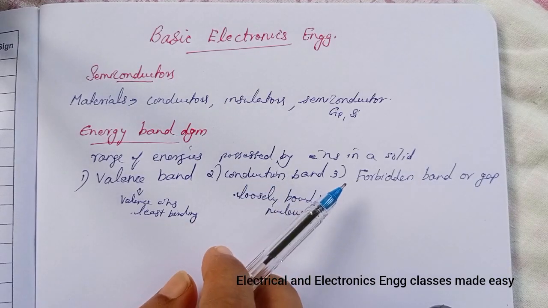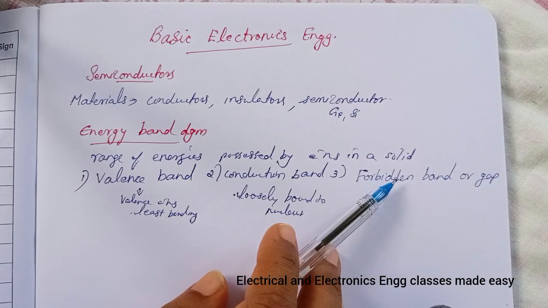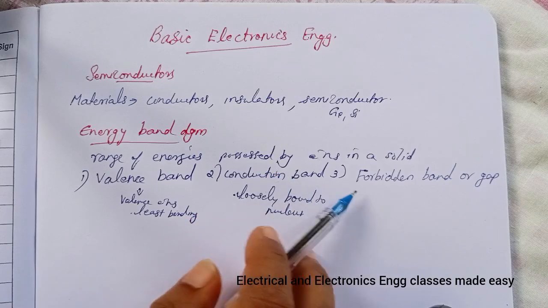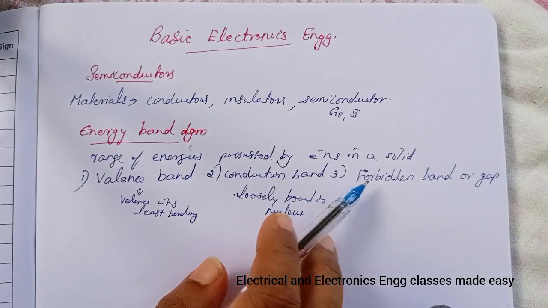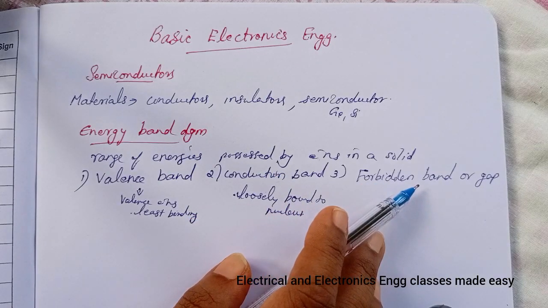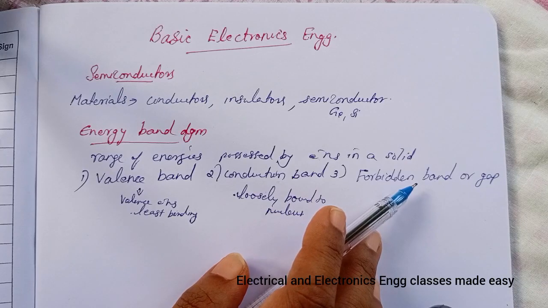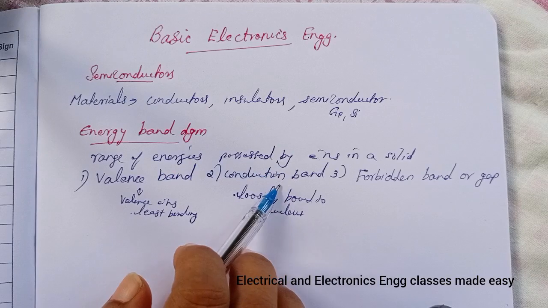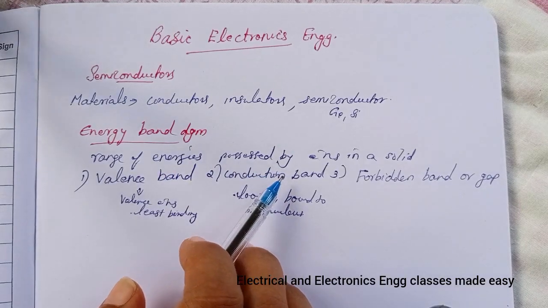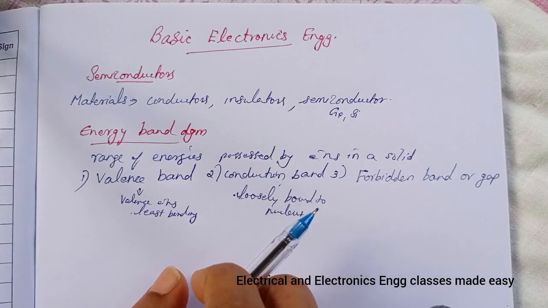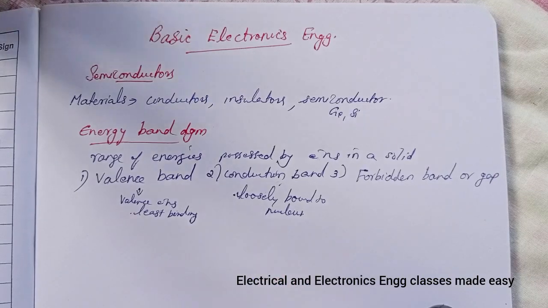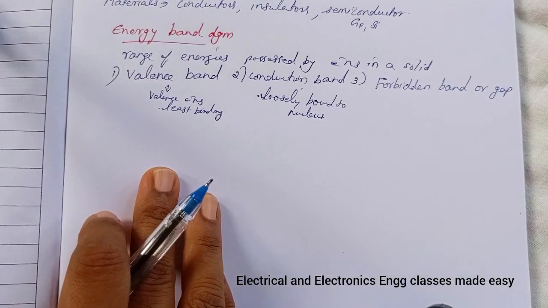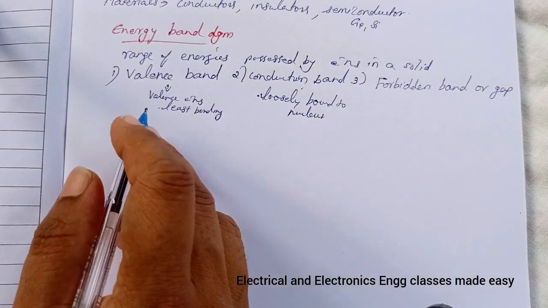Then forbidden gap. The separation between conduction and valence bands on the energy level diagram is called forbidden energy gap. The energy which is required to lift an electron from the valence band into the conduction band must be greater than the energy gap. So, we can draw the diagrams.